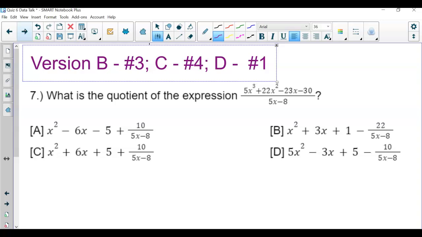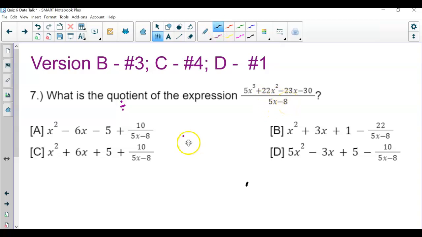Question number 7, you're finding the quotient, which is just the answer to a division problem. But notice here, we do have to do long division. And then I'm going to go back and check, do I need a 0 to represent any of my terms? No. 3, 2, 1, 0. So we're good. We're not missing anything. So I'm going to set this up.